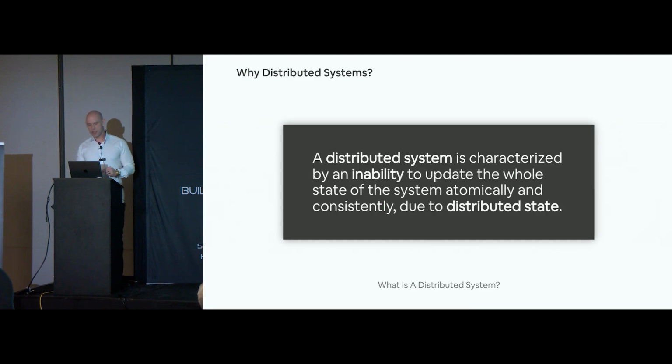What is a distributed system? Well, a distributed system is basically any system which does not have that ability to update the entire state of the system atomically and consistently. And it doesn't have that ability because instead of the state being located in one place, like on one machine, in one linear block of memory, for example, it's been scattered, typically across a network. And so you lose that ability to do atomic consistent updates.